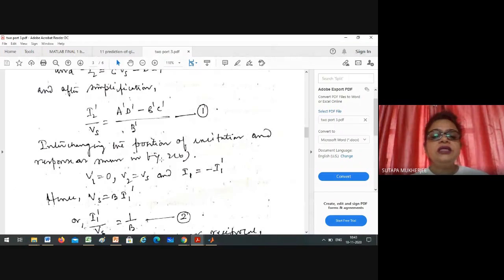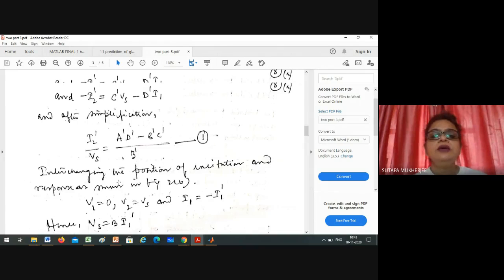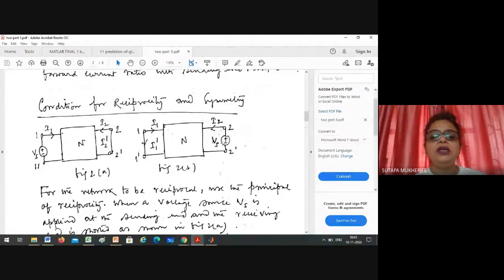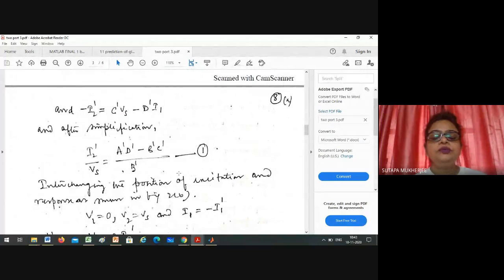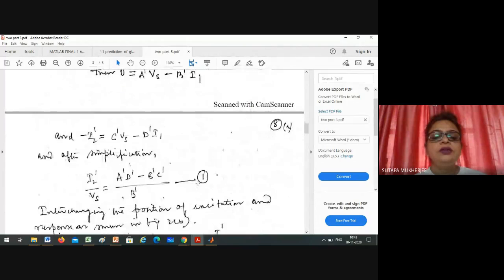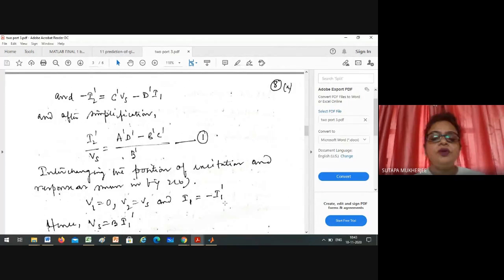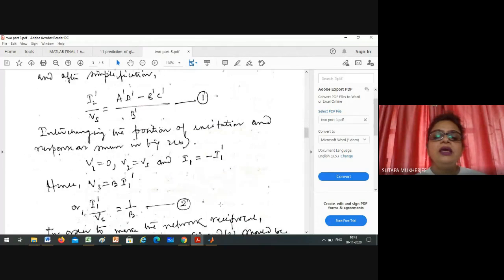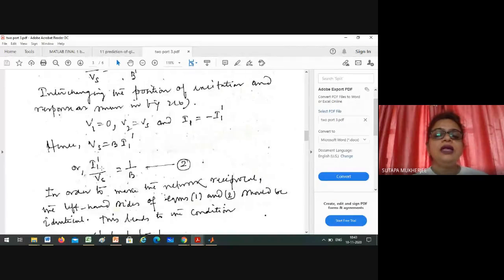So on interchanging the position of excitation and response as shown in figure 2b, V1 equals 0 and V2 equals what? Vs, right? This is Vs and I1 equals minus I1 dash. Hence Vs will be equal to B I1. If you put the values in the matrix, you will get Vs equal to B dash I1. So I1 dash by Vs is obviously 1 by B dash.